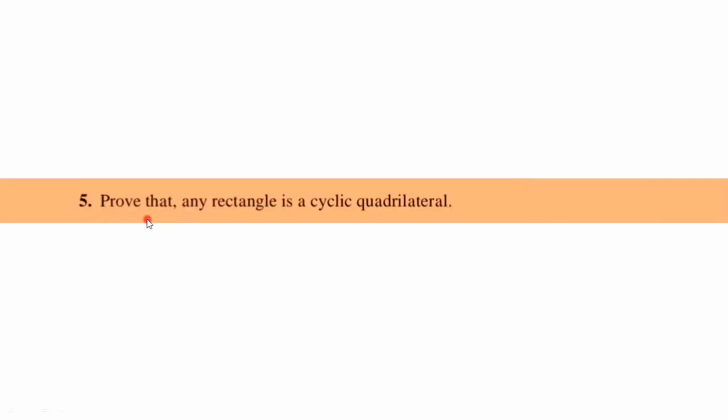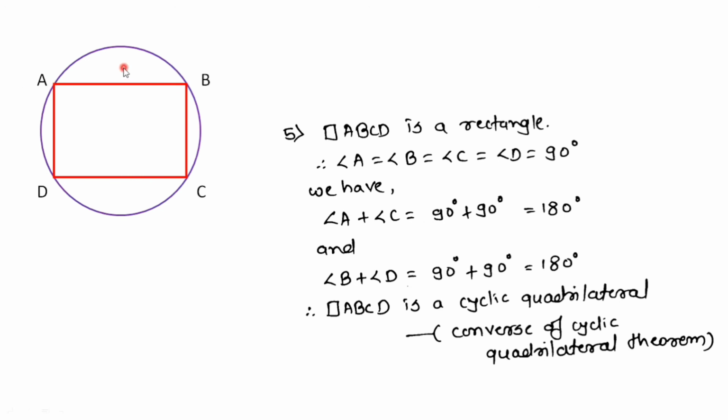Next question is, prove that any rectangle is a cyclic quadrilateral. To prove this, we must have one diagram. Consider a quadrilateral ABCD that is a rectangle, and we have to prove that it is a cyclic quadrilateral. Now, as quadrilateral ABCD is a rectangle, each angle of this quadrilateral must be a right angle. That is, angle A is equal to angle B is equal to angle C is equal to angle D, that is equal to 90 degrees.